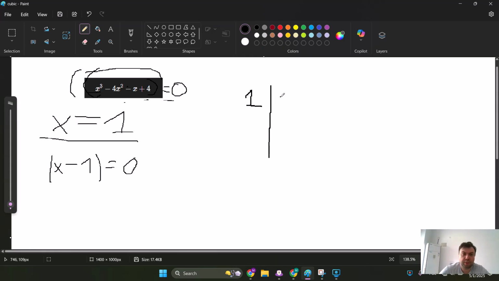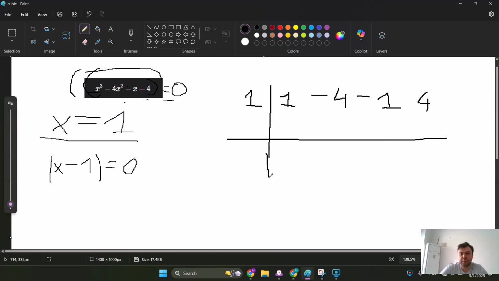Then we write all the coefficients next to it. The x squared coefficient is 1, another coefficient is minus 4, another is minus 1, and the last coefficient is 4. Then we write another line here. That's how we divide it. This is synthetic division. All these numbers represent the coefficients, and this number represents the root, which we calculated before.